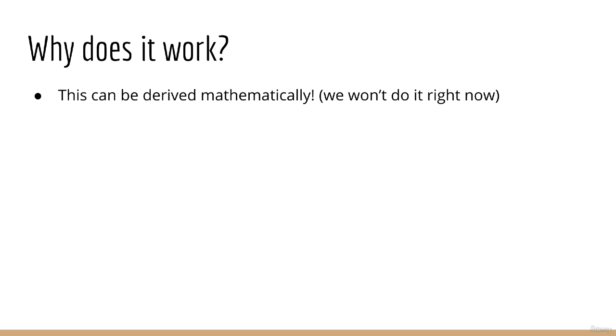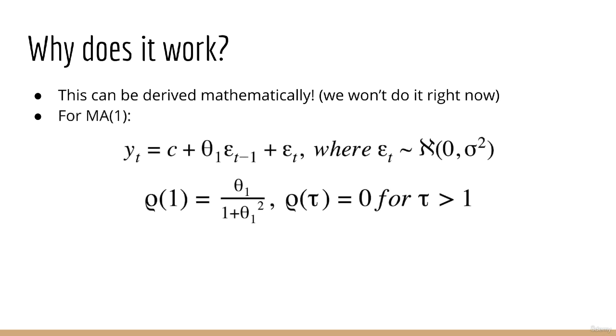Now you might be wondering, why does it work this way, and how do we know that we can do this? So I'm not going to derive it right at this moment, but I may in the future for some in-depth lectures. Well, what you can do is, you can actually calculate, given a moving average process, what the theoretical autocorrelation would be. So recall that an MA(1) process looks like this. It says y at time t is equal to a constant plus theta 1, a coefficient, times the previous error term, epsilon t minus 1, plus the current error term, epsilon t. In this case, we can calculate rho 1 to be theta 1 divided by 1 plus theta 1 squared. Rho 2, rho 3, and so on are all 0.